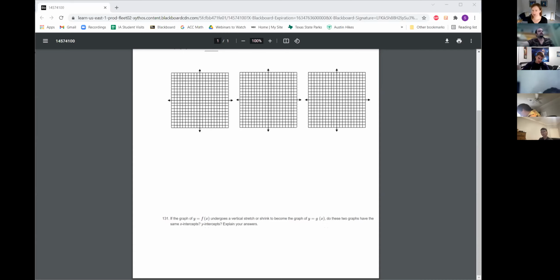No. No? Okay. Can you explain your answer? Well, because, let's see. You have f of x and then g of x, so they'd be different. I don't think they would touch each other. I don't think so.